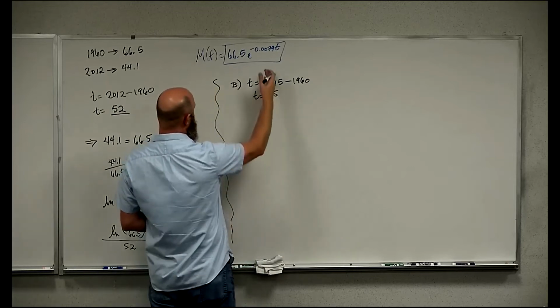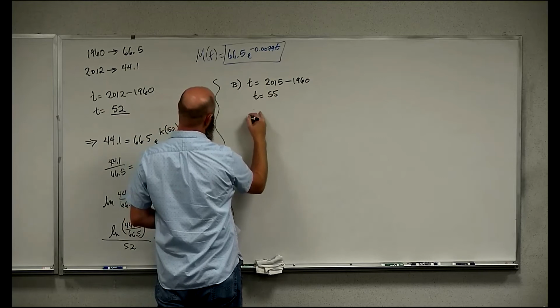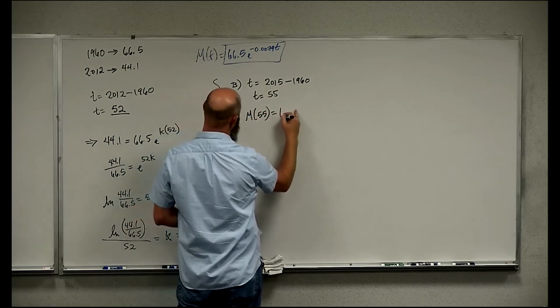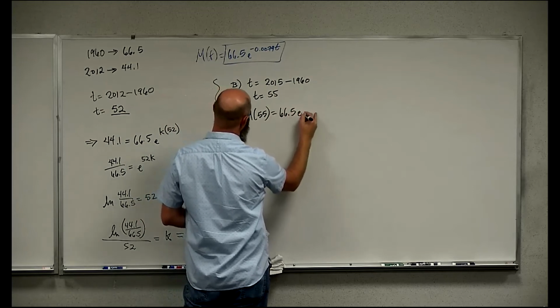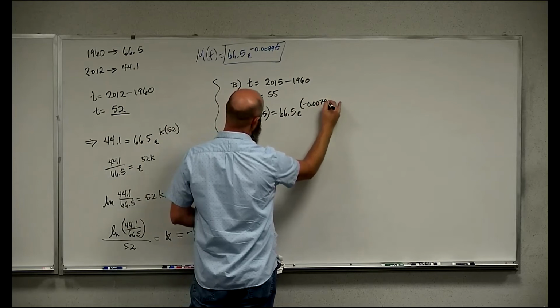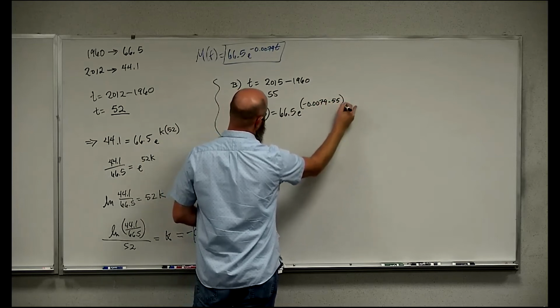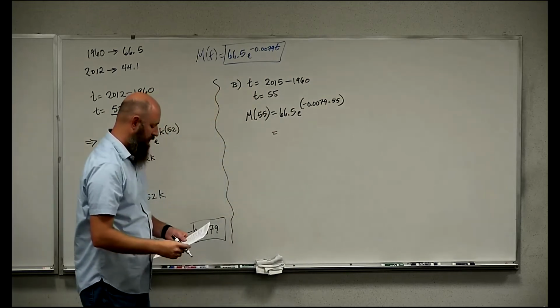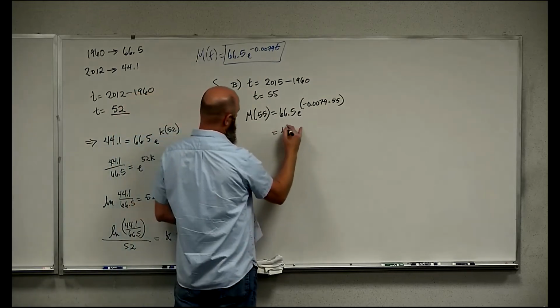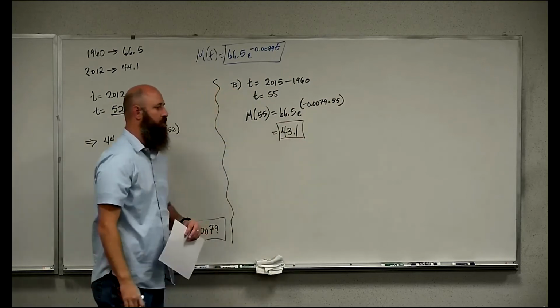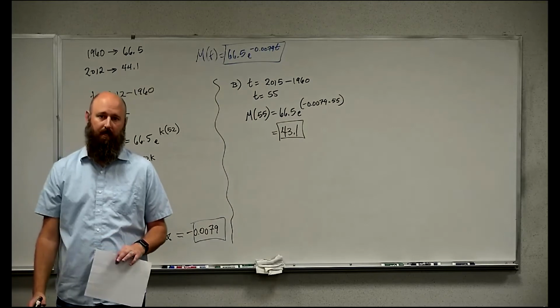And so then we just plug that in. That means that M of 55 is going to be 66.5 e to the power, and again I want to put that back in parentheses here so that we get our final answer, which is going to be 43.1. That just goes right into the calculator.